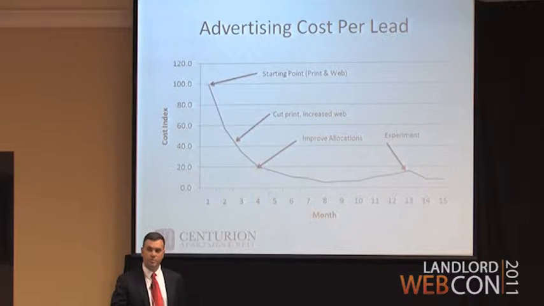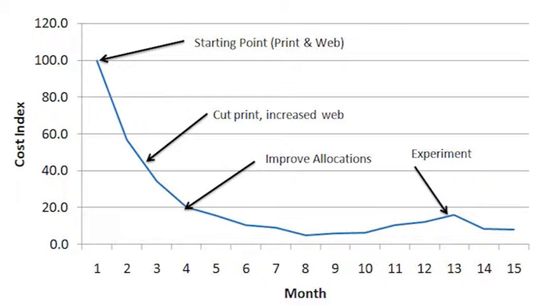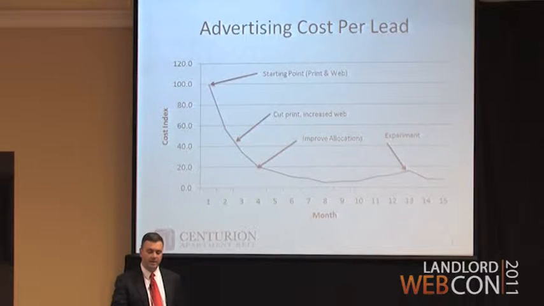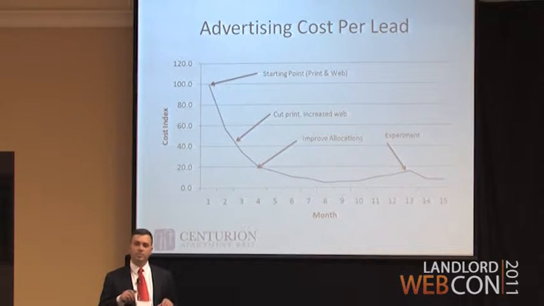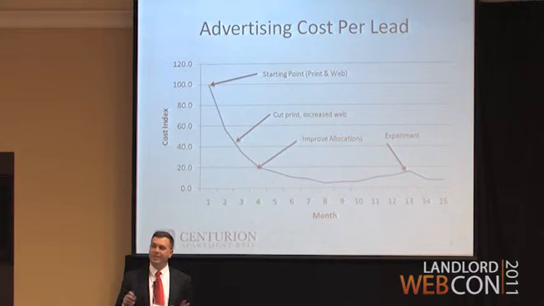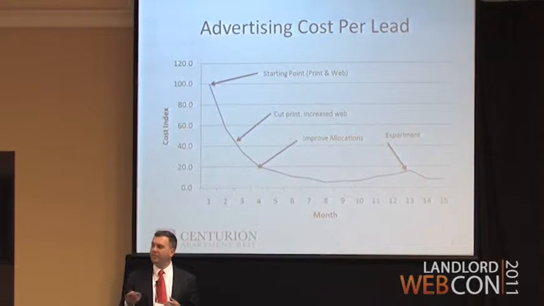So we found out what wasn't working, eliminated it, found what was working, and increased it. You can see at point 1, the starting point, then we moved to the second point, which was, guess what? Cut out the print, and increased web. So we continued to see further decreases in overall costs as we improved our allocations in the third point. At this point, we'd already found what worked. Then we started tweaking and playing with the systems and improved the allocation. So we continued to cut off what wasn't working.